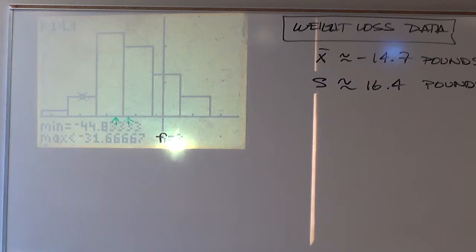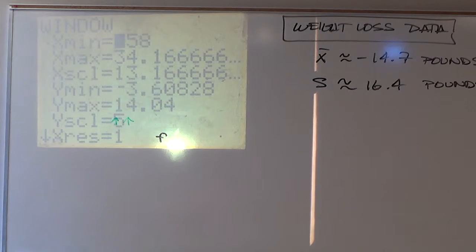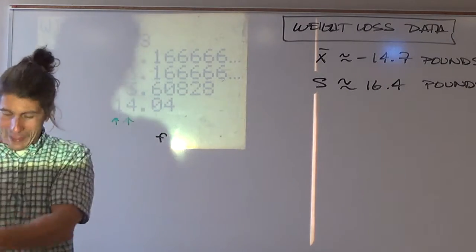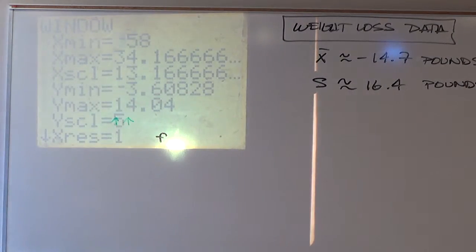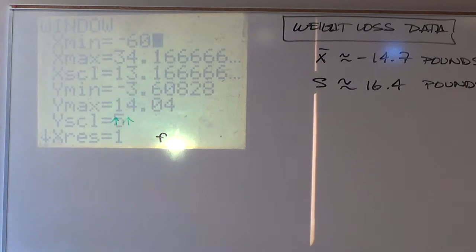So what I like to do is, I like to say, all right, press the window button. You can mess with this if you want to, in the window screen. So you see this window right here? It says X min is negative 58. Now why did it pick negative 58? Do you think? That's your lowest data point. I like to make that number a more logical number, like negative 60 maybe. I'm going to change that to negative 60.